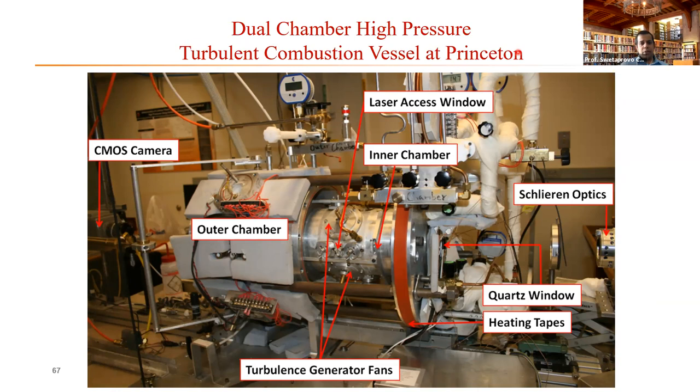Now, how do you ensure that? That is ensured by this dual chamber configuration. This experiment facility has two concentric cylinders. You fill up the inner cylinder with the premixed reactants and the outer cylinder with nitrogen.